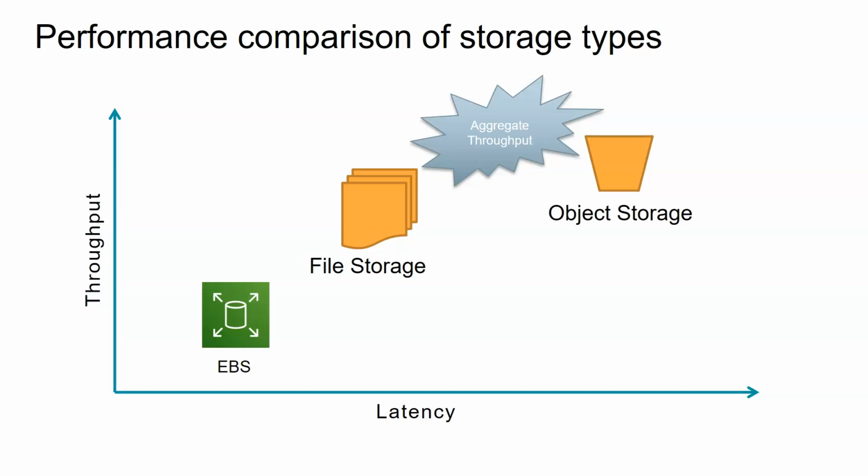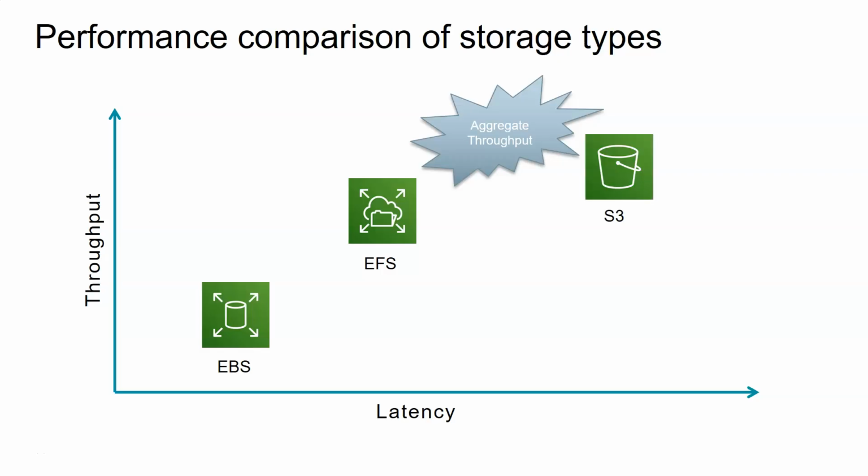Now in terms of AWS, for block storage we are talking about EBS, for file storage EFS or FSx, and for object storage S3. So in terms of performance, you will see these three storage options placed here, right? And you can then think about which storage option to use given the requirements.